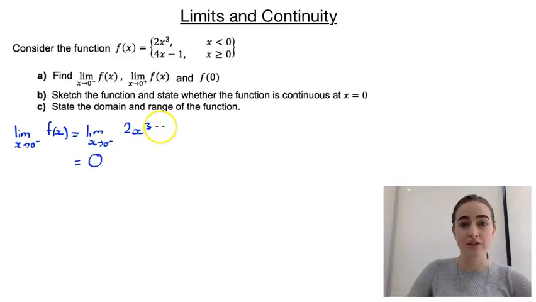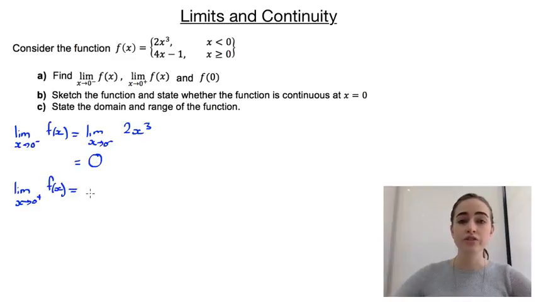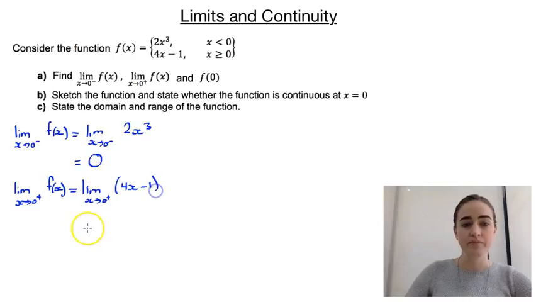So 2 times 0 cubed is just 0. So now we need to find these two and see if they also come out to be 0. So the limit as x approaches 0 from the positive side of that function. Because we're approaching from the positive numbers, or above that value of 0, we're going to be looking at this second function here, so that 4x minus 1. So we'll write down the limit as x approaches 0 from the positive side of 4x minus 1.